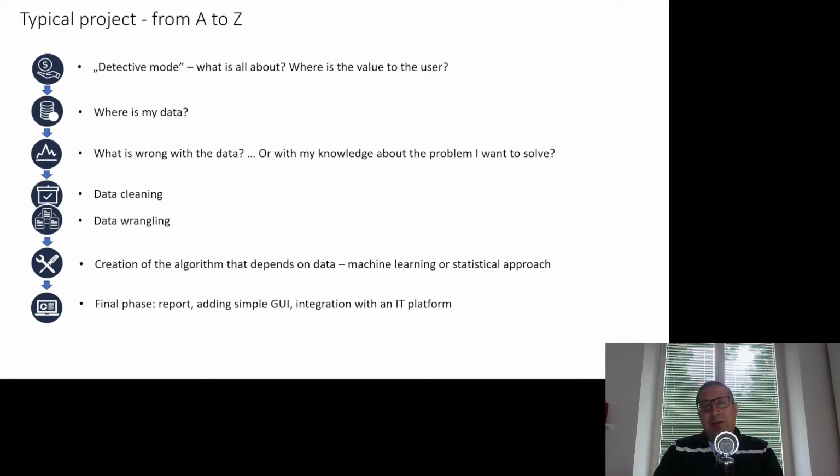Maybe it's a part of a web platform, or maybe this is a POC project and the customer would like to see a simple graphical user interface. Then there are plenty of tools where you can extend your machine learning project with a nice graphical user interface. Maybe not very complicated or sophisticated, but a simple graphical user interface so the customer can play with your algorithm without launching Jupyter notebooks or the Python console.